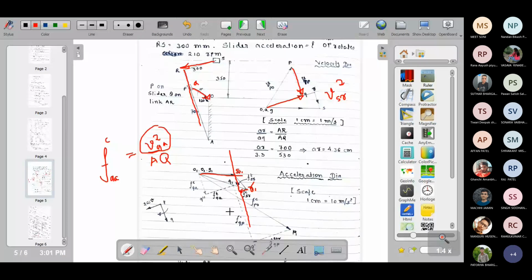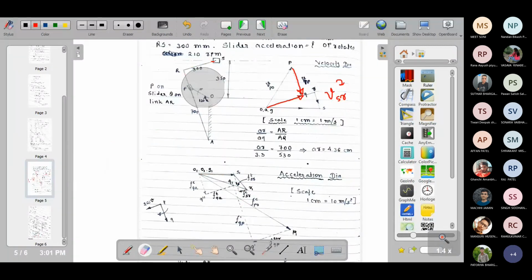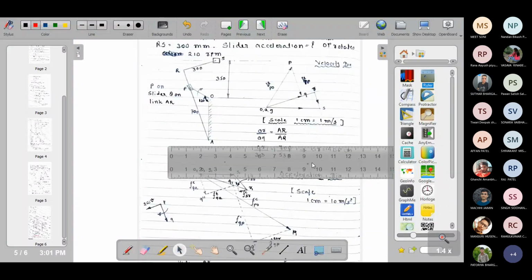Yes, sir. Okay. Now you will be having this acceleration diagram. Now suppose if I ask you find the acceleration of point S, so how will you find acceleration of point S with respect to fixed point? So कौन सा component measure करोगे, कौन सा vector measure करोगे? O1 to S1, sir. Yes, good. Okay, so you can measure this vector.